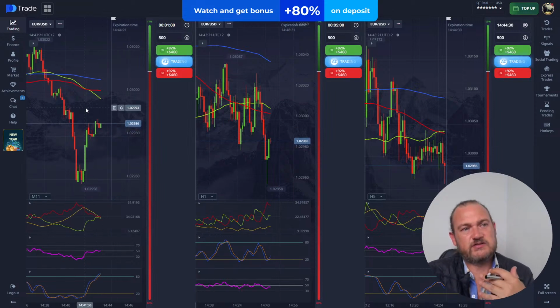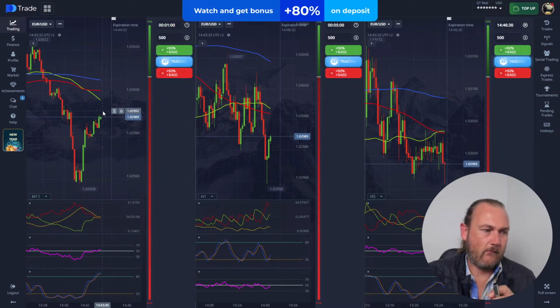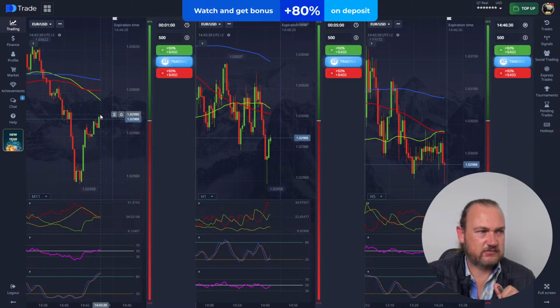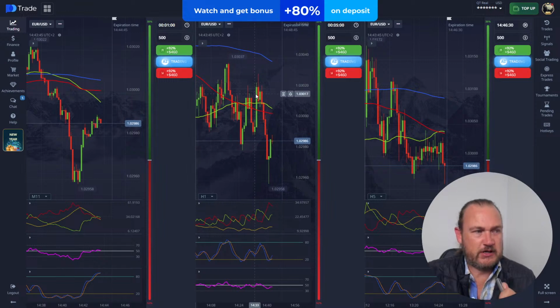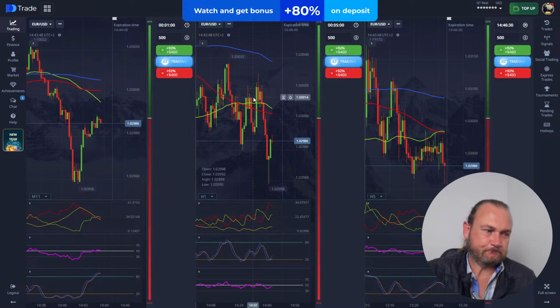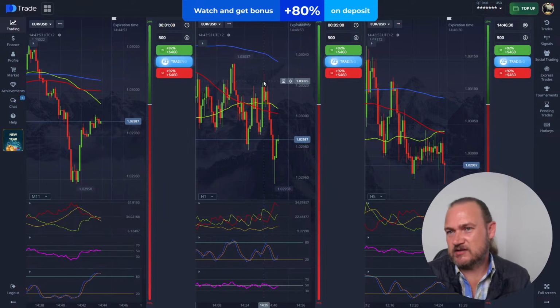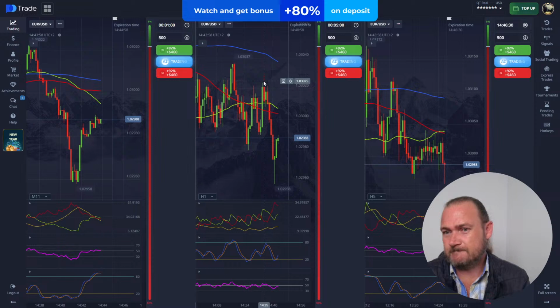Okay, so hidden divergence is a continuation signal, and since we're in such a strong downwards move, okay, this is going void. So this is no longer really valid divergence for me. This last candle, it's disappointing. Okay, so the market, at least Euro, is definitely not playing along with us today.